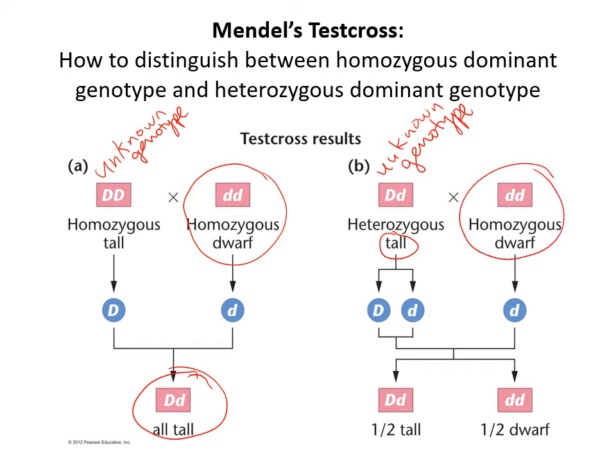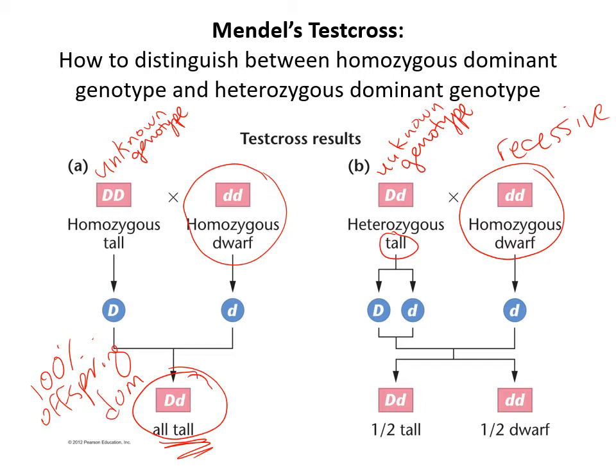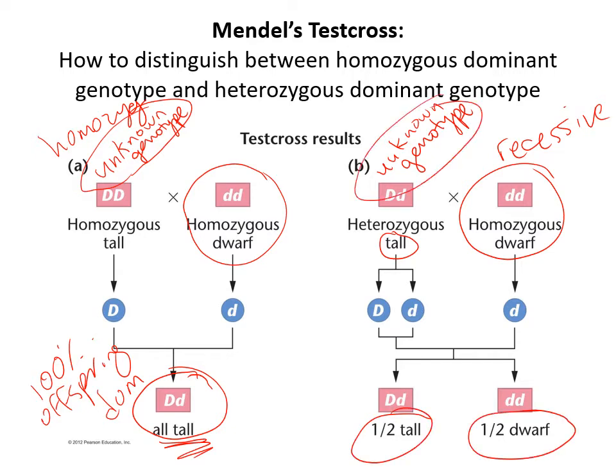Okay, so you cross it with the recessive in a test cross, and if you see that all of the offspring, 100% of the offspring, look dominant, then that tells you that your unknown genotype was homozygous dominant. Whereas if you see half dominant, half recessive, then that tells you that the unknown genotype was heterozygous.